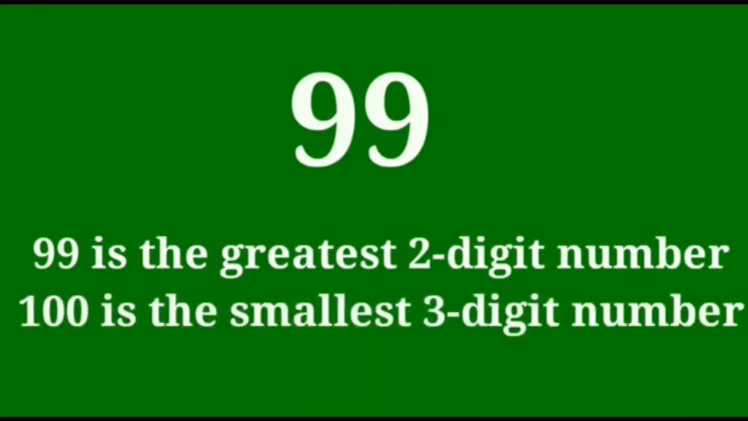What is the number name of 99? N-I-N-E-T-Y, 90, N-I-N-E, 9, 99. What is the before number of 99? It is 98. What is the after number of 99? It is 100. Here, 99 is the greatest two-digit number and 100 is the smallest three-digit number.